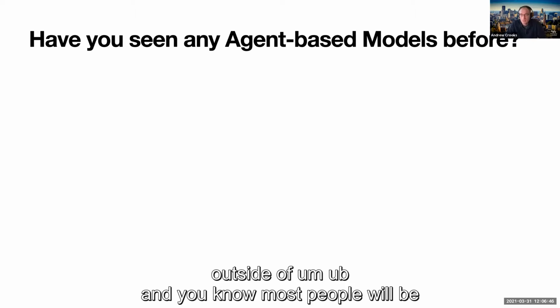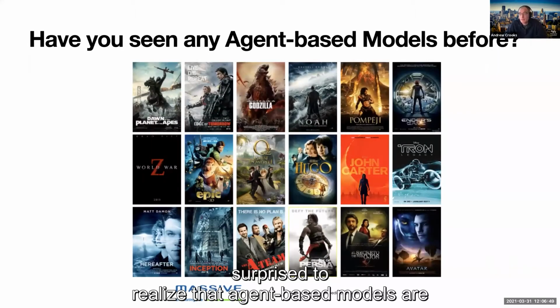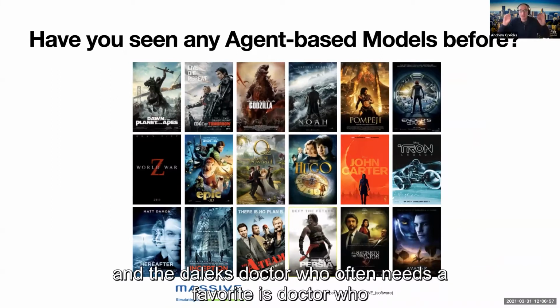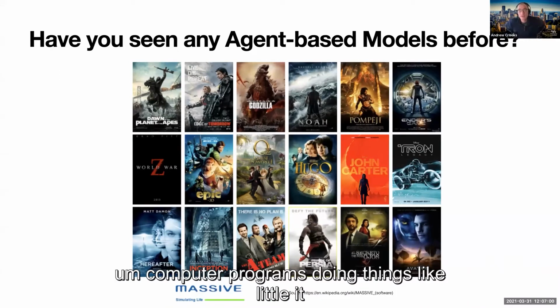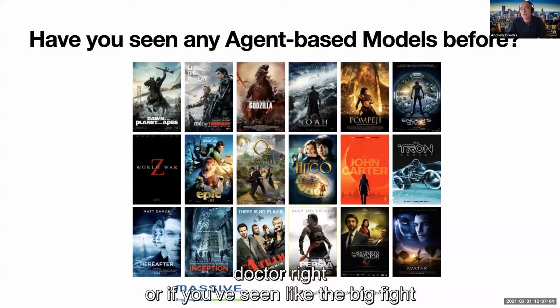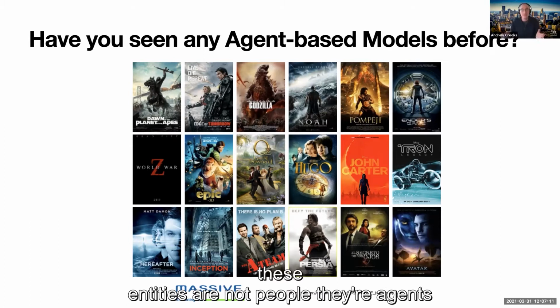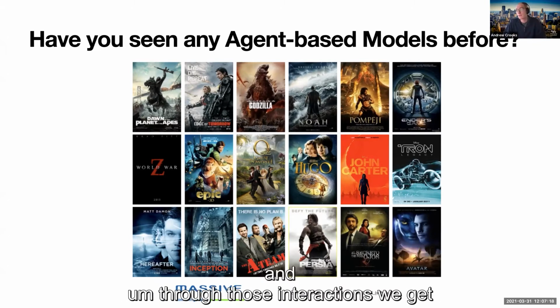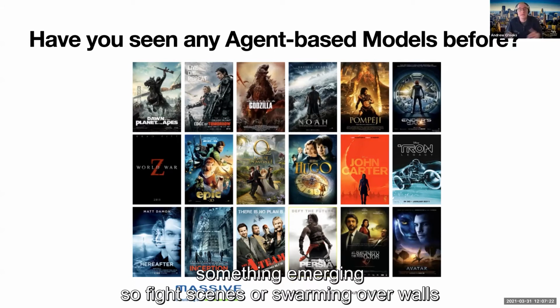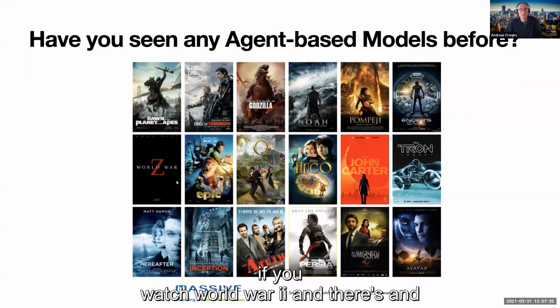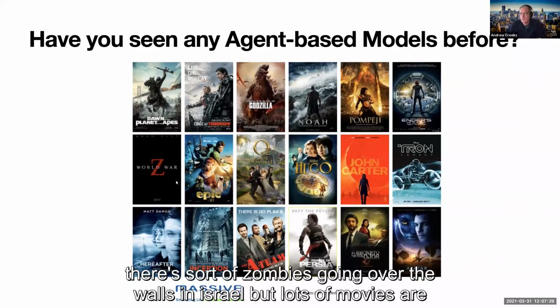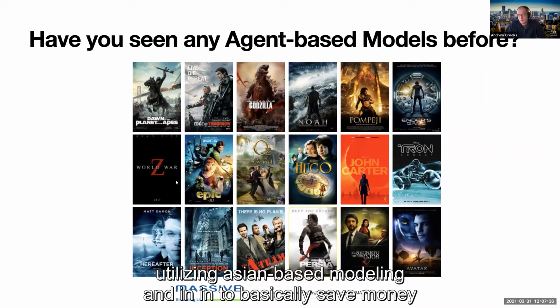Most people will be surprised to realize that agent-based models are used a lot in the movie industry. My favorite is Doctor Who and the Daleks in Doctor Who. Often these are little computer programs doing things like trying to attack the Doctor. Or if you've seen the big fight scenes in Planet of the Apes or Lord of the Rings, these entities are not people; they are agents, entities being programmed to do specific things, and through those interactions we get something emerging, like fight scenes or swarming over walls. If you watch World War Z, there are zombies going over the walls in Israel. Lots of movies are utilizing agent-based modeling to basically save money.